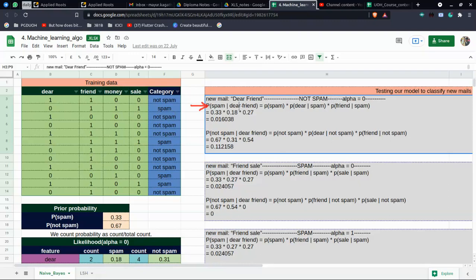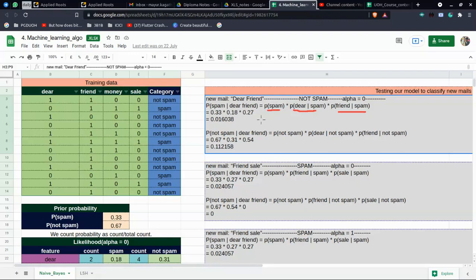So probability of spam given dear friend is nothing but probability of y. If you remember the formula, prior probability, the prior probability of mail being spam, multiplied by the product of xi given y. So x1 is nothing but dear given spam and friend given spam. What is the probability that the word dear is used if the mail is spam? What is the conditional probability that the word friend is there given spam? So we will need all these probabilities to calculate this.